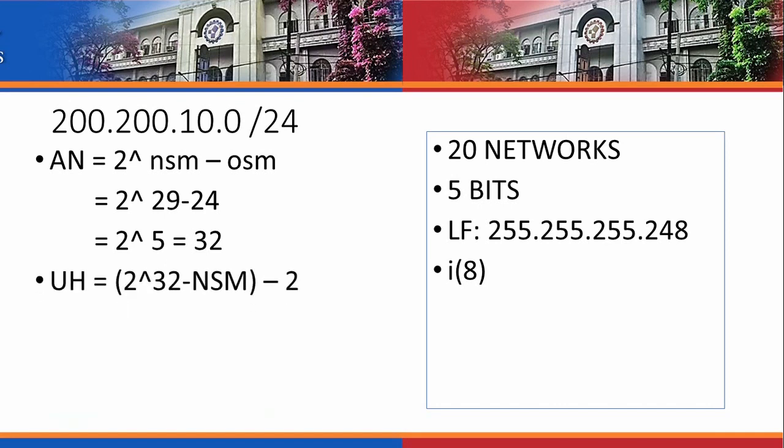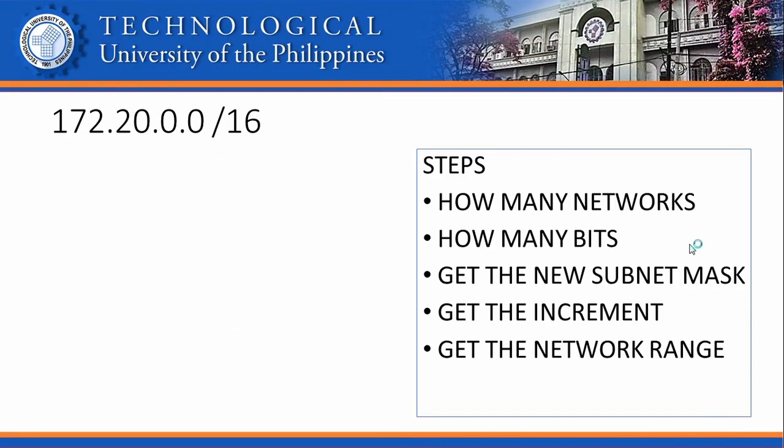Next is yung usable host natin per subnet. No? Meron din ang formula, 2 raised to 32 minus new subnet mask, minus 2. Substitute lang, 32 minus 29 is 3. So, 2 raised to 3 minus 2 is equals to 6. Ganun lang simple, no? So, tapos na natin. Let's proceed for the next example.